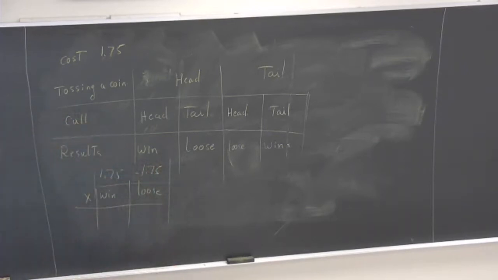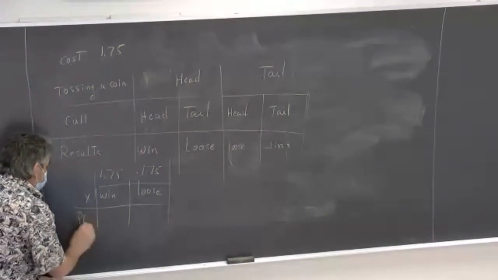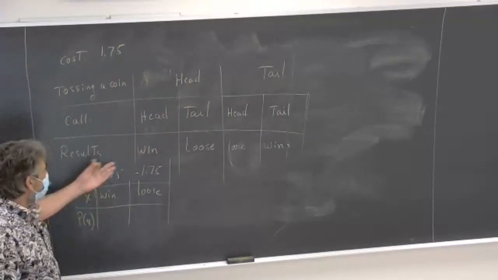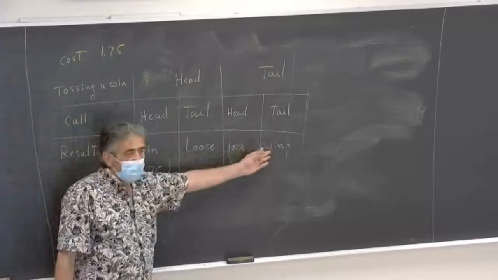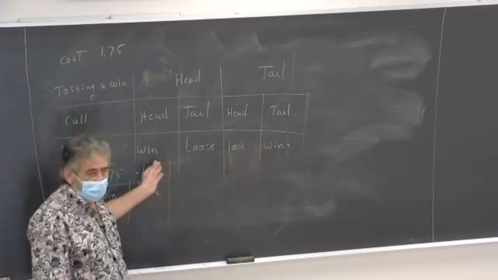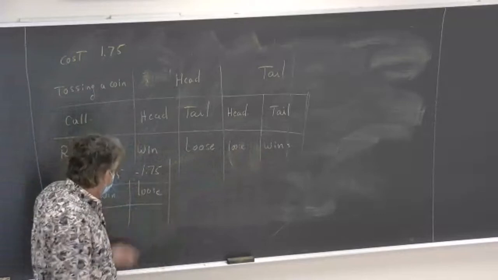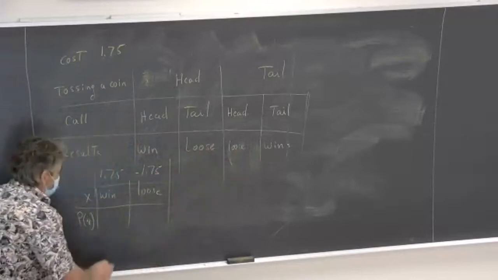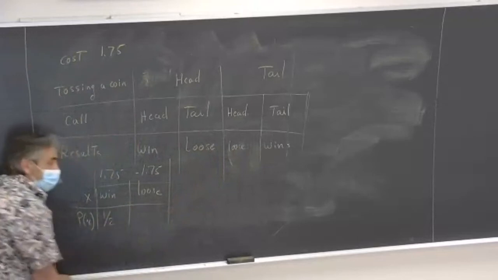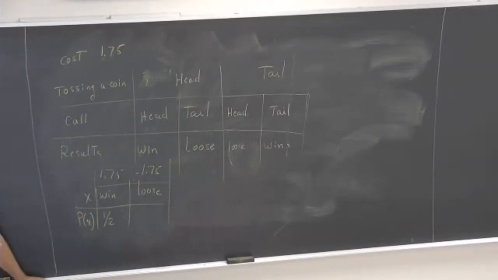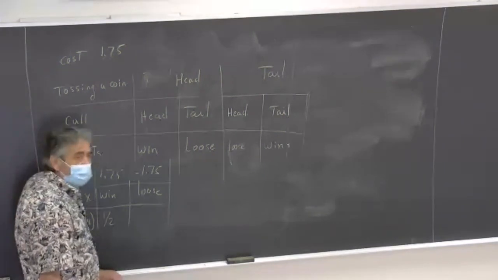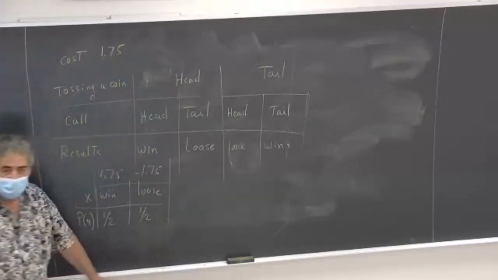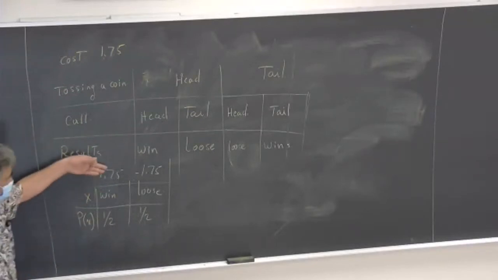Yeah? So now what's the probability of X? Win. Notice how many scenarios we have. We have a total of 4 scenarios, correct? How many of those scenarios are wins? 2. 2 out of 4 is 1/2. Yeah? And how many scenarios do you lose? 2. That's also 1/2.